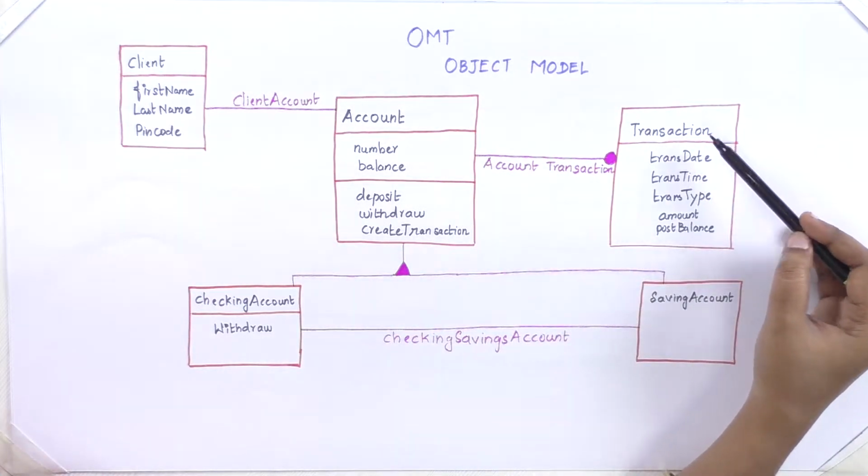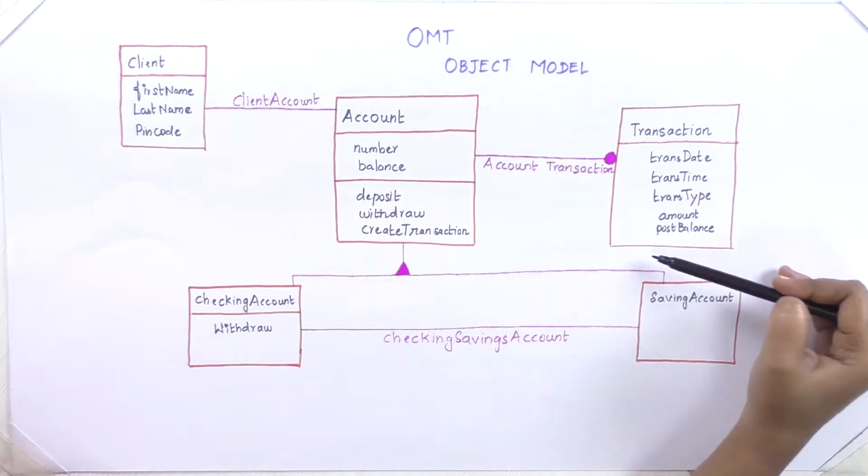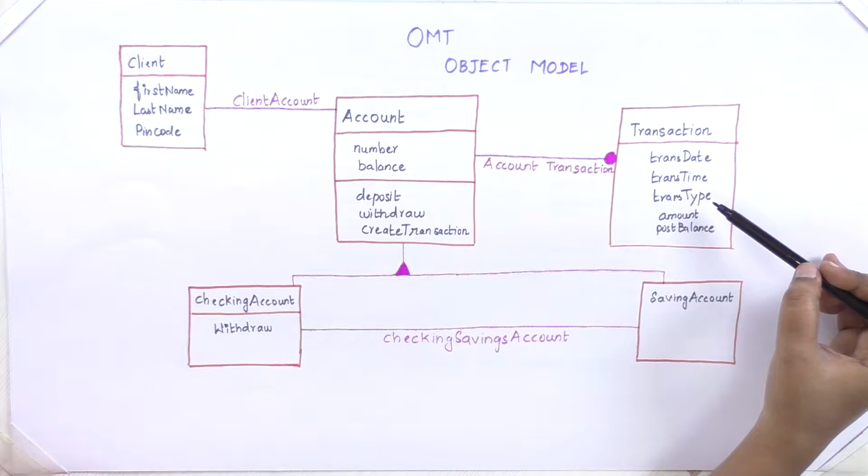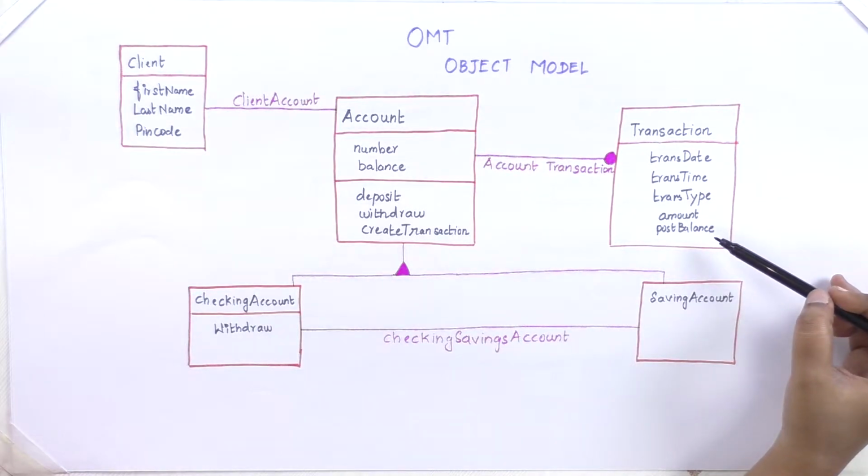Next, we will be moving on to the transaction class. In the transaction class, you will be having attributes like transaction date, transaction time, transaction type, amount, and post balance.